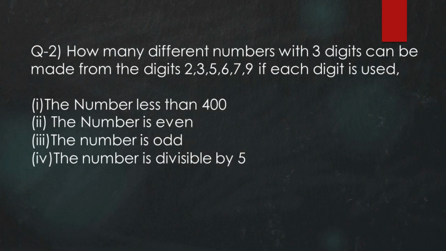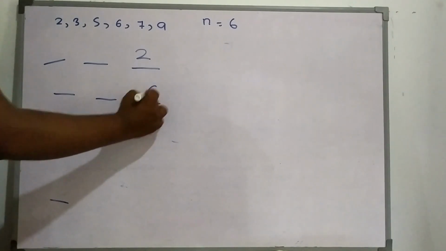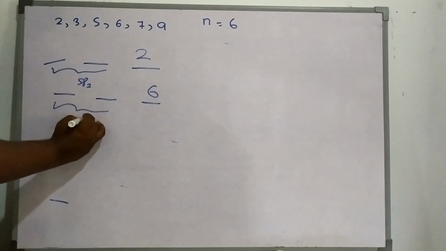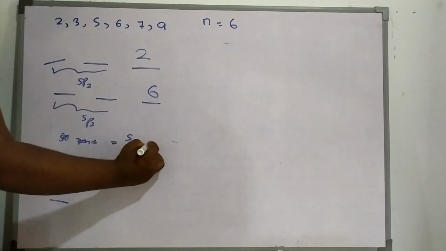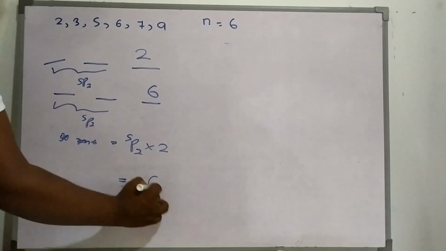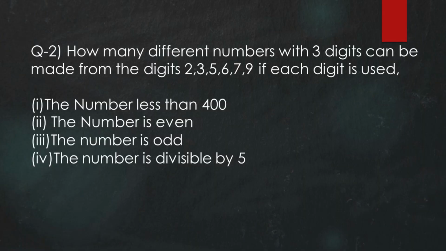The number is even. The number is even means the last digit should be 2 or 6, only 2 and 6, right? The others can be again 5P2. 5P2 is the total number of arrangements, 5P2 into 2. It's again 40, like the previous one. So this is part 1, and now this is part 2.